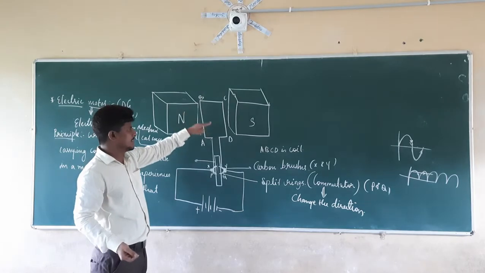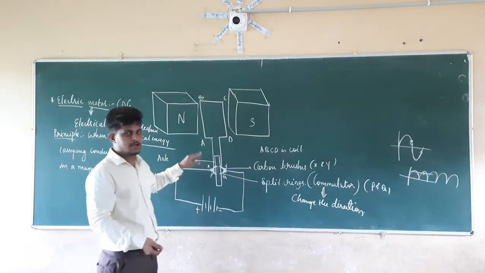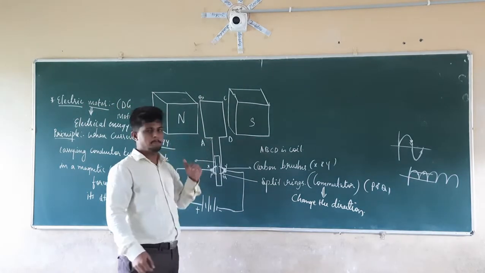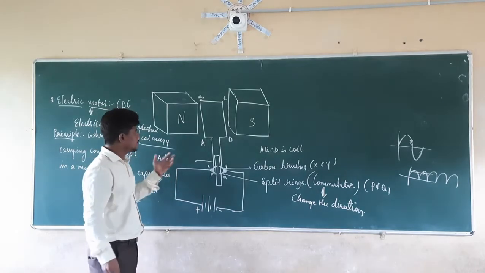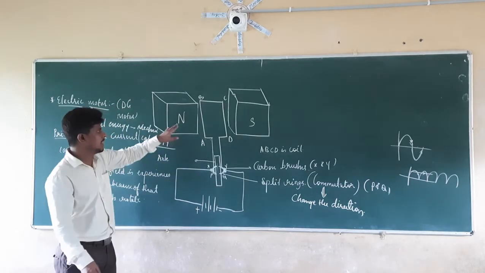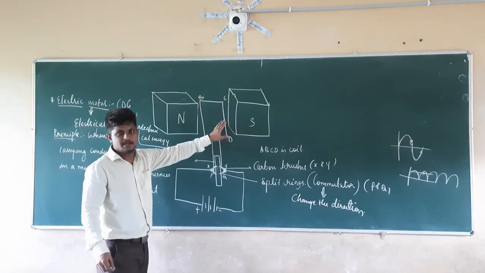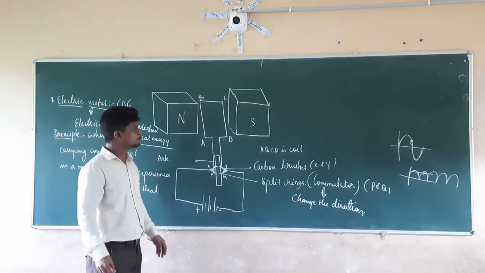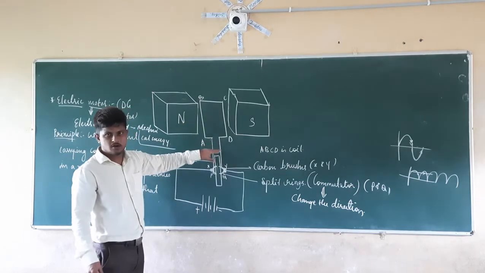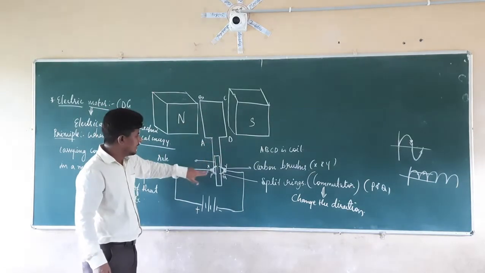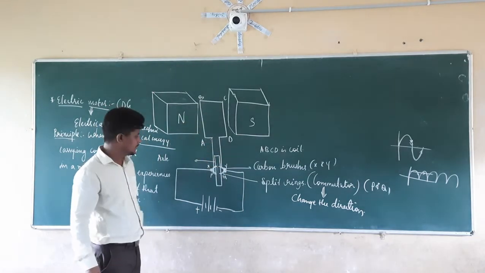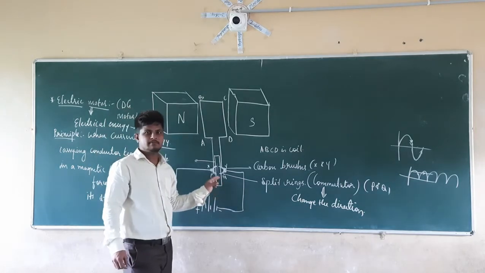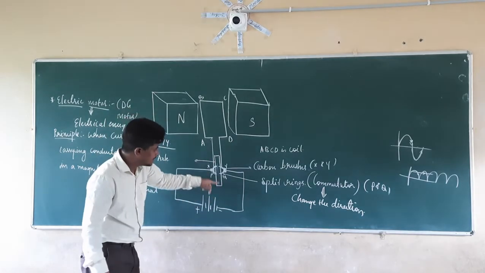So ABCD is a rectangular coil which is made of a conducting material which is kept in a magnetic field. So we have various components here. We have the NS magnetic field. NS is nothing but the magnets which are going to produce the magnetic field here. ABCD is the rectangular coil. Right. X and Y are the carbon brushes. P and Q are the split rings. This is nothing but an axle.